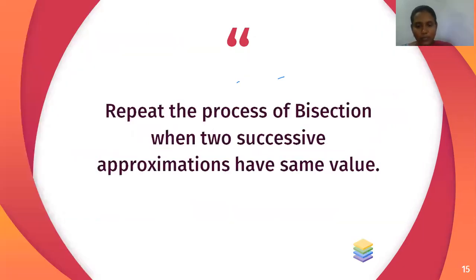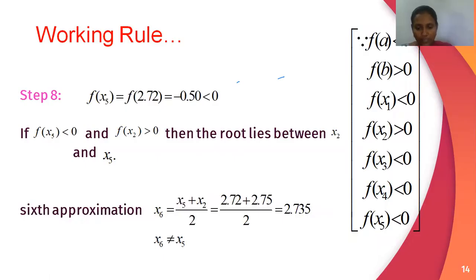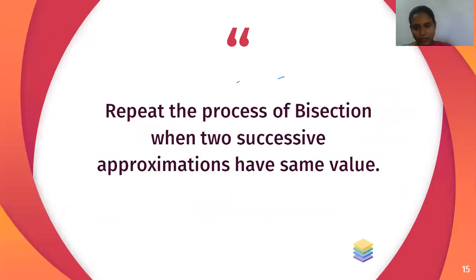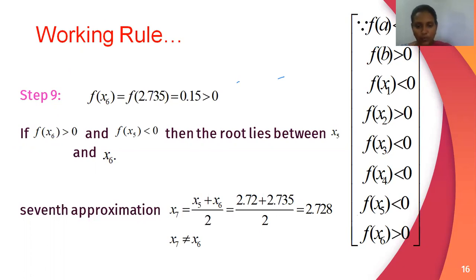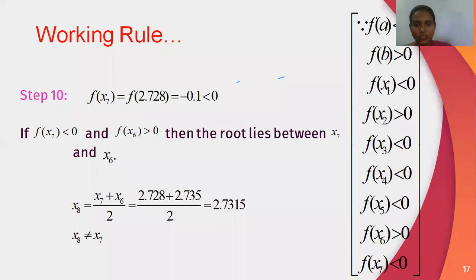The sixth approximation is 2.735. Both are different, so go to the next approximation. To find out the next approximation, let us take the function of the x7 value. What is the function of x7? This is also negative. So check with the previous functional value. F of x6 is positive, greater than 0. So f of x6 and f of x7 have opposite signs.